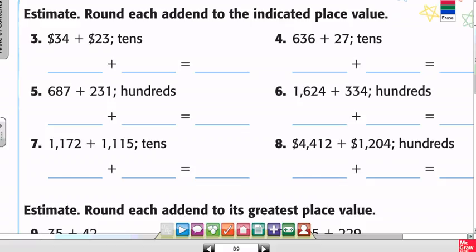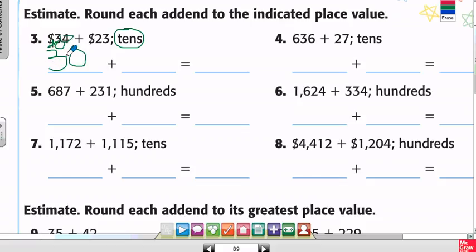So it says estimate. I first have to do what? Round, and then I could add. So to estimate, round to the nearest tens. Number 3, 34. What number's in the tens place? 3. Look at the number to the right. What does the 4 say? So the 3 stays the same and replace the 4 with zeros.